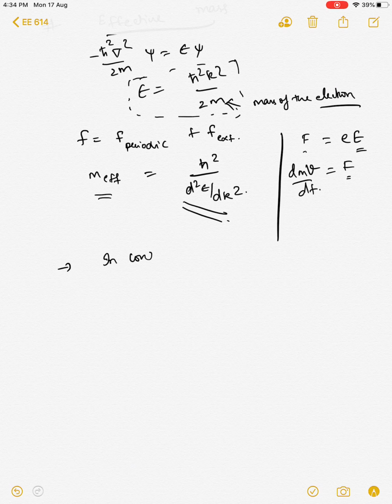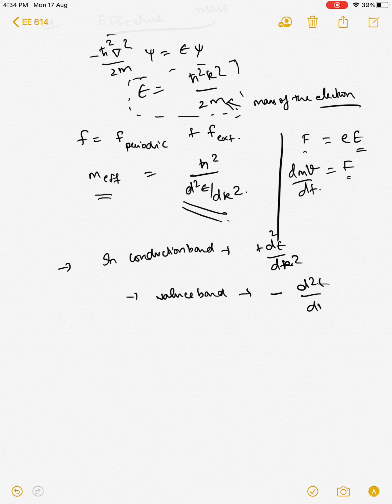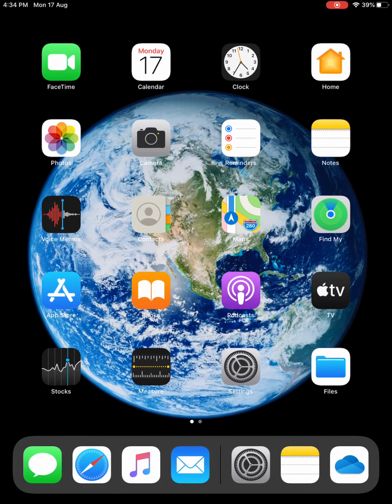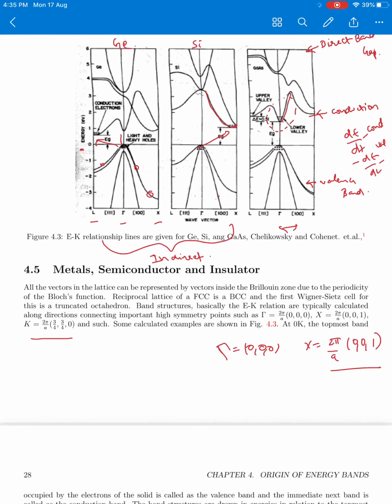In the conduction band, we have positive d square E by dk square, and in the valence band we have negative d square E by dk square. It's obvious, right? If you see here, the valence band has a decreasing energy, whereas the conduction band has an increasing energy as K increases.